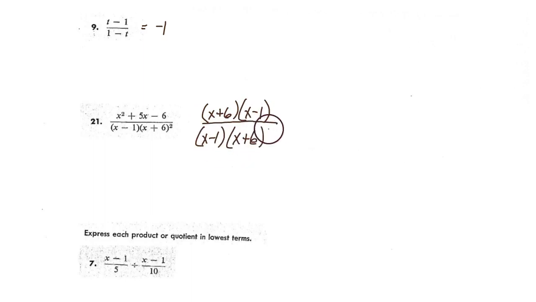Number 21, let's use factoring and then try to reduce. So with FOIL, this is x plus 6 times x minus 1. And then in the denominator, we'll just copy down what we have down there. And now look for reducing. So it looks like the x minus 1's reduce, and the x plus 6 will knock away one of those x plus 6's. So we have 1 over x plus 6.